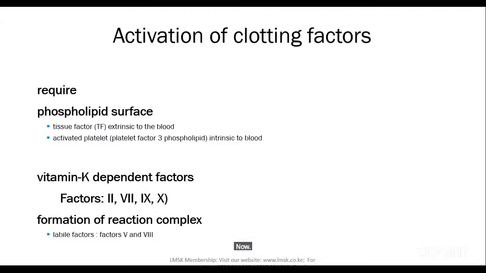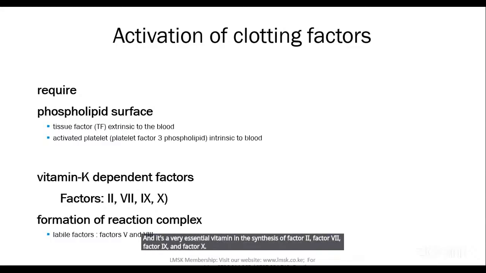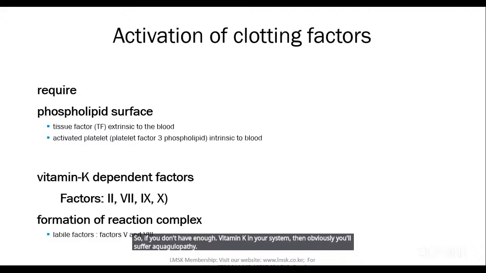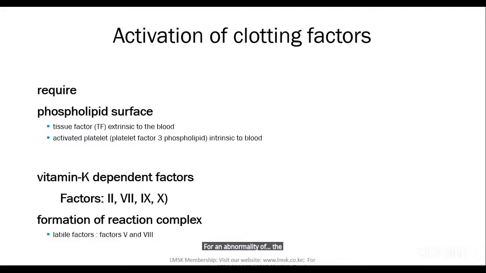Now, vitamin K is gotten from diets, and it's a very essential vitamin in the synthesis of factor 2, factor 7, factor 9, and factor 10. So if you don't have enough vitamin K in your system, then obviously you'll suffer a coagulopathy, or an abnormality of the coagulation pathway. Then formation of reaction complex, the labile factors, factor 5 and factor 8. You'll see their position and their role in the coagulation pathway.